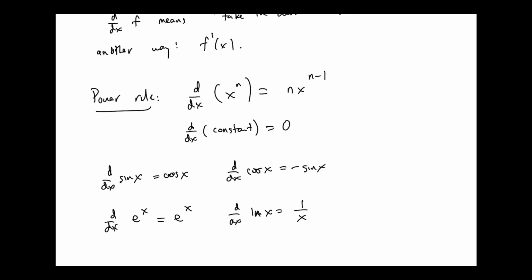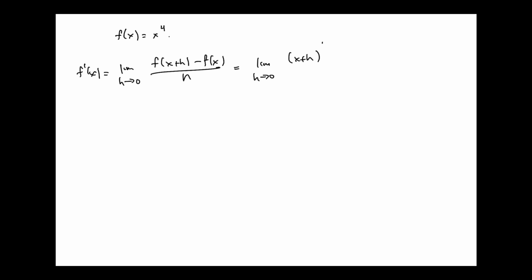Okay, so we did x cubed last time, right? And it took a little bit of work. So let's do, say, x to the 4th, just for fun. The derivative is the limit as h goes to 0 of f of x plus h minus f of x, all over h. And that's going to be the limit as h goes to 0 of (x plus h) to the 4th minus x to the 4th, all over h.